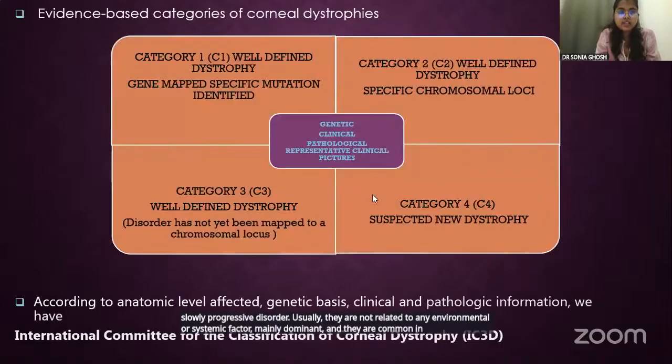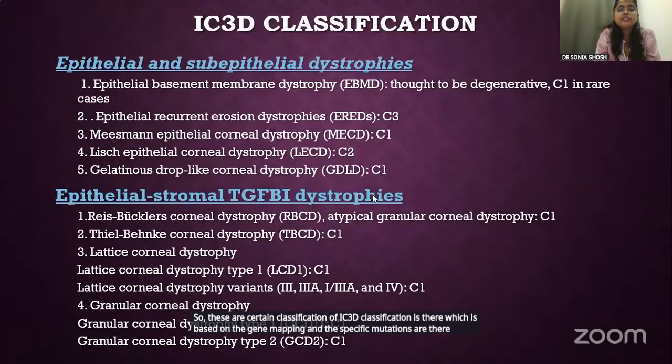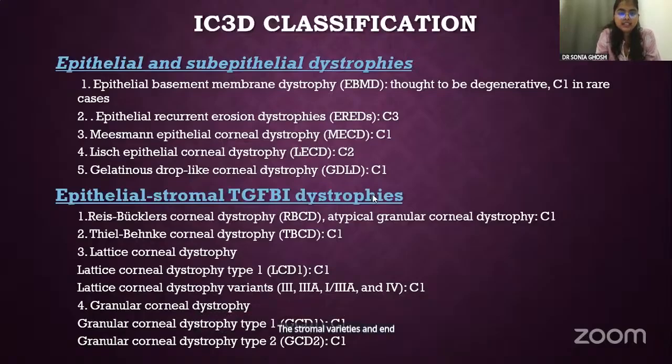second decades. So there is a certain classification, the IC3D classification, which is based on the gene mapping and the specific mutations. And then further there is a classification based on the locations, that is the epithelial, subepithelial varieties, the epithelial-stromal TGF beta 1 varieties, the stromal varieties and endothelial varieties. They are further classified.